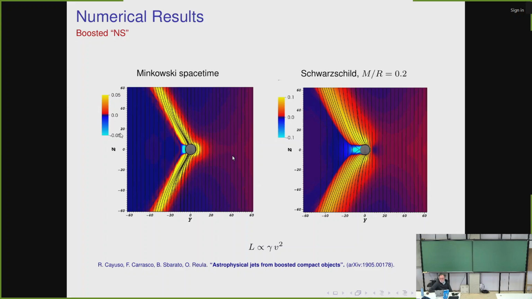In this case, we can turn the mass parameter on and off. So this is for mass in Minkowski, mass equal to 0, and then we can turn the mass of the neutron star on, and we see something very similar, but there is an additional effect on the trailing magnetic fields behind the neutron star motion that produces an additional current sheet behind the neutron star. And again, we studied more or less how the Poynting flux luminosity scales for different velocities.